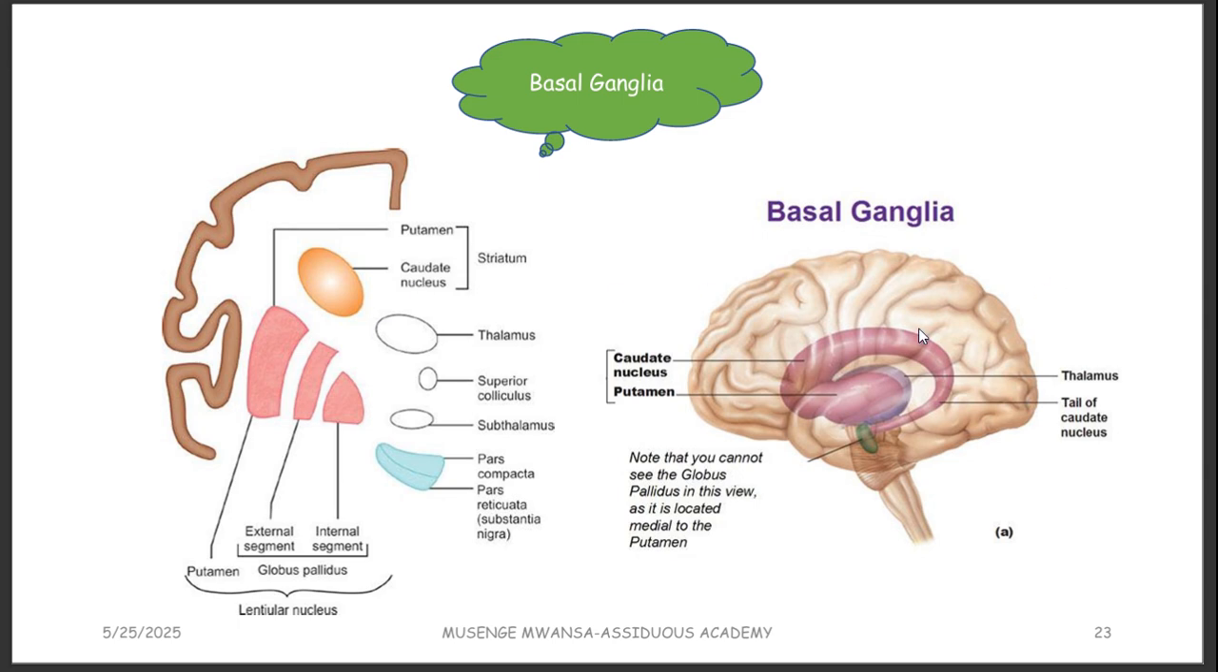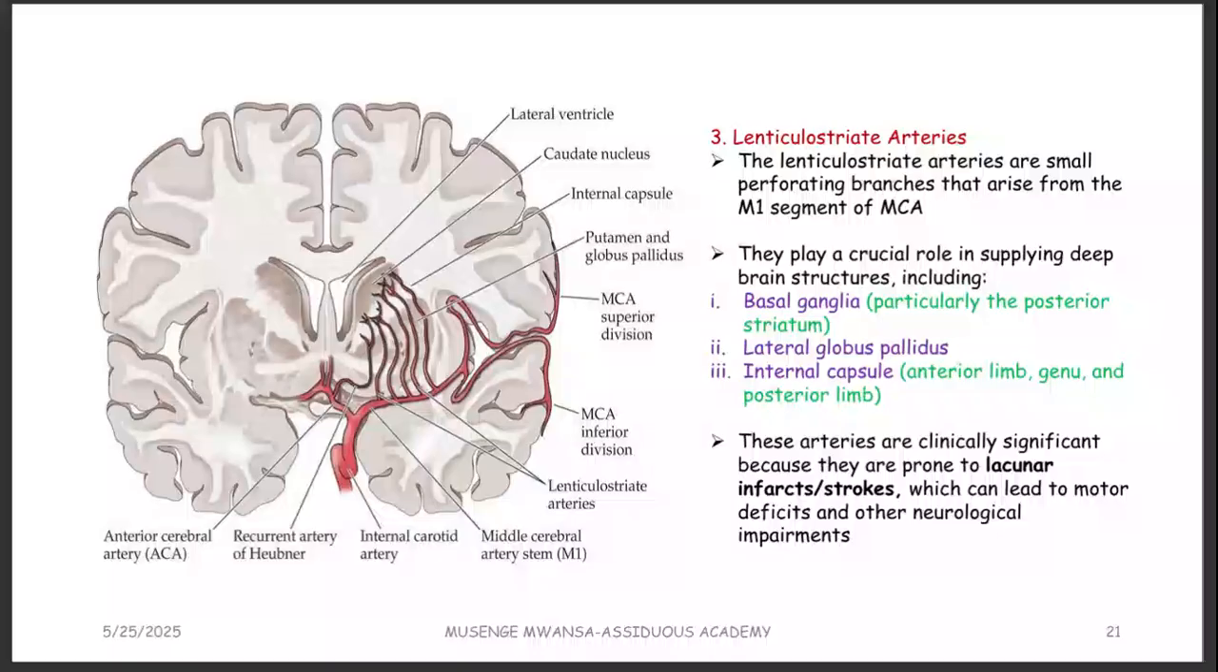But laterally, this is again the basal ganglia. You can see again the putamen. You can't see here the globus pallidus because it's medial to the putamen, so it's being hidden inside. And then you have got the thalamus inside there that you can see. Okay, so those are the parts.